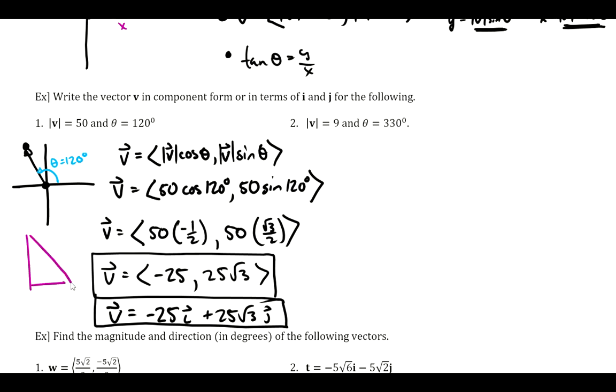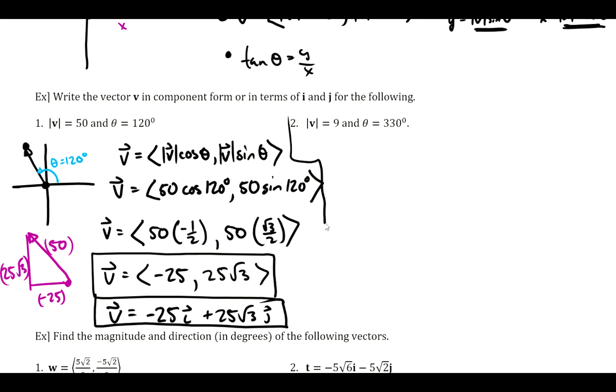All right, and we could really verify it if we want to, because I do have here just the triangle of it. There's the vector. So it's saying this is 25 to the left, this is 25 radical 3. If I did Pythagorean's theorem here, so that one squared plus that one squared should equal that one squared. It will verify it. All right, otherwise, let's move on to number 2 here.